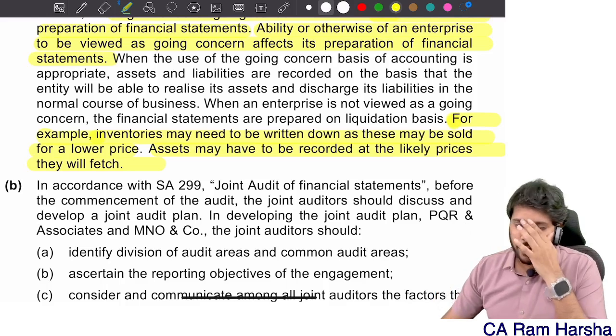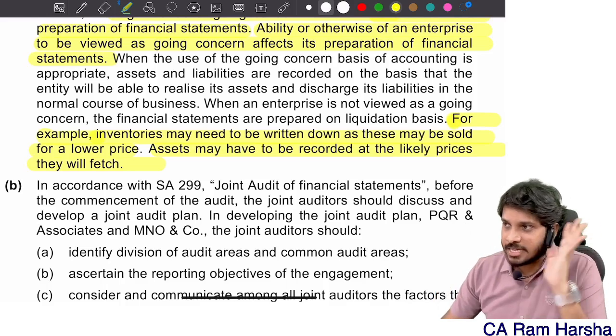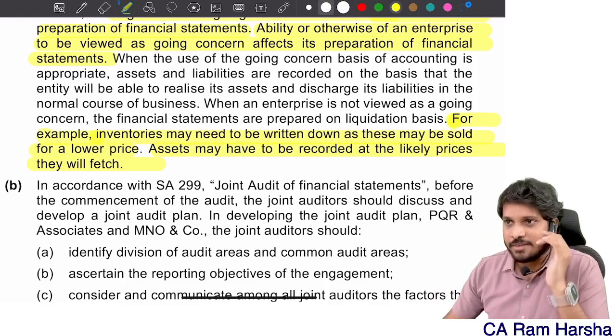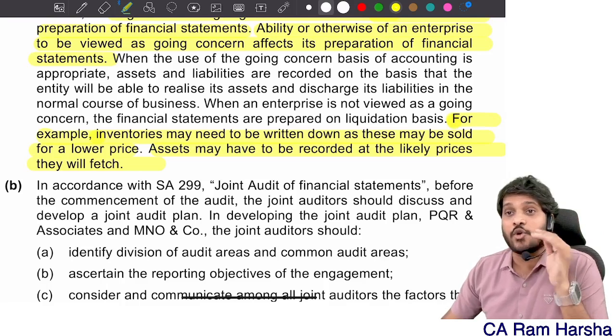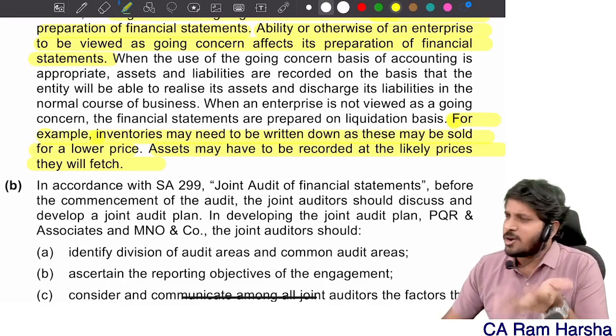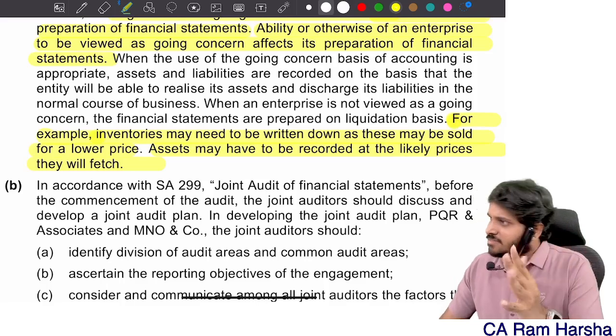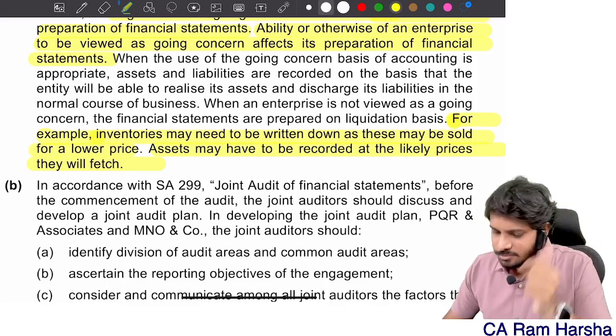If going concern assumption is missing, balance sheet may not tally. First of all, if going concern is inappropriate, we may not prepare financials itself. They may directly go for liquidation. Next.